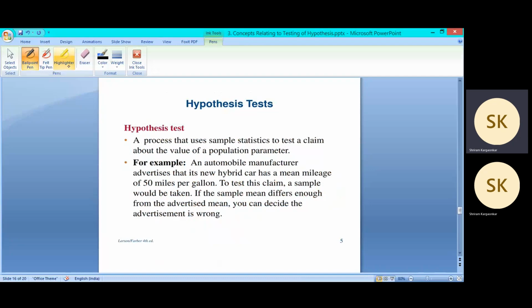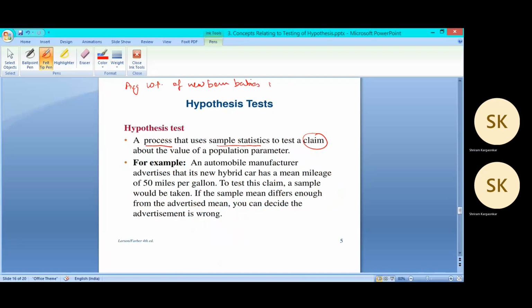So hypothesis test is nothing but a process. That is the sample statistic to take the claim. Initially I had given you the claim. Suppose the average weight of newborn babies in a particular hospital for a particular area is less than 2 kg. So this was the claim I made.